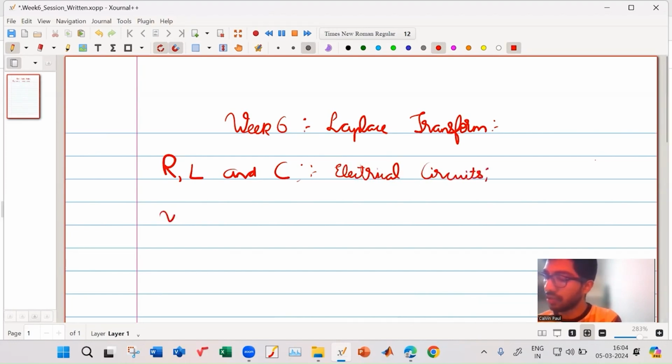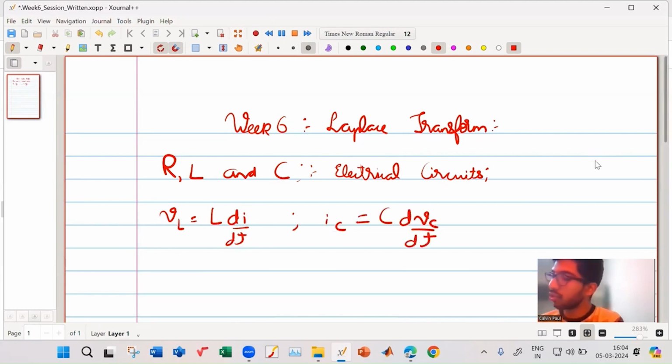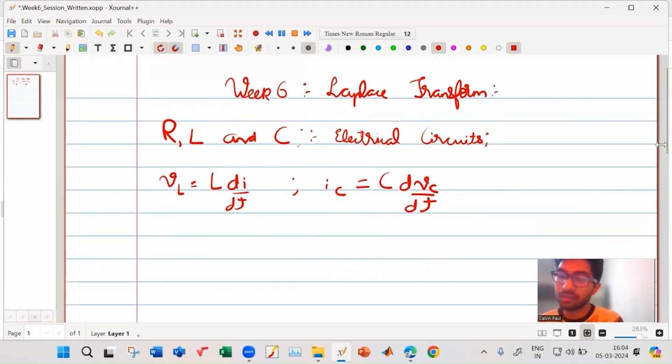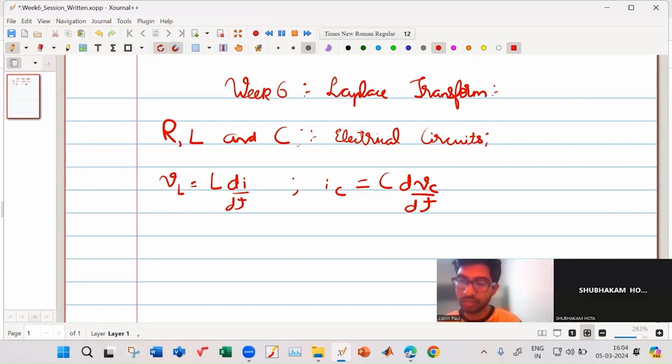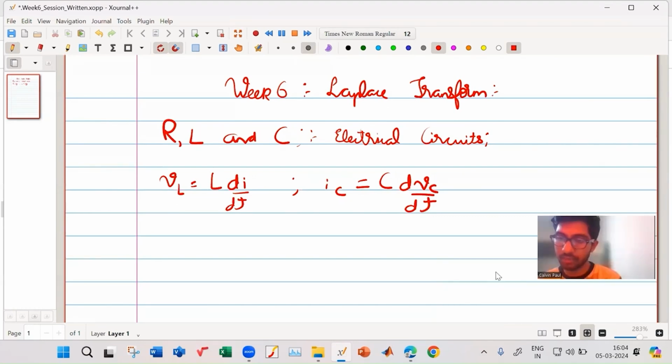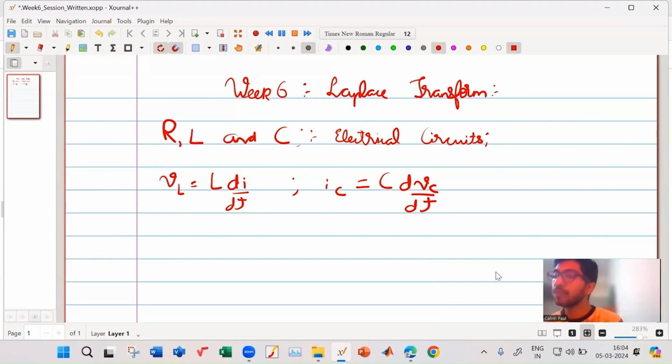So the voltage across the inductor is given by L into di by dt, and the current through the capacitor is given by C dv by dt. So to solve this, Mota, you are not talking, you can mute actually. When you have doubts, you can unmute and ask. Otherwise, keep it muted.